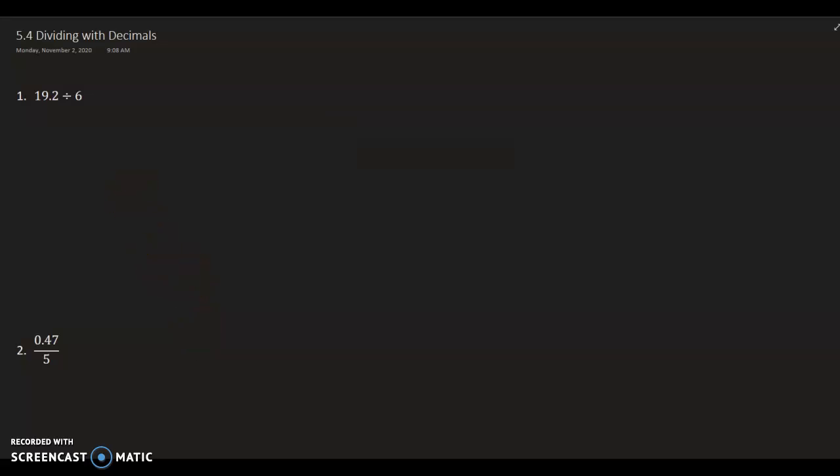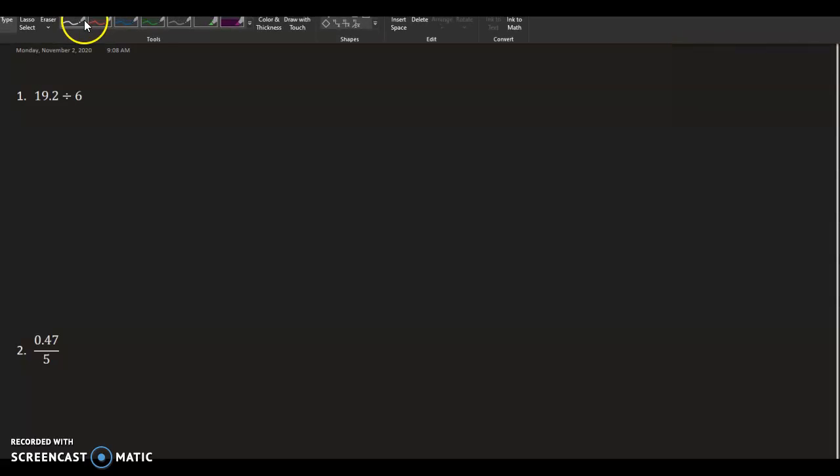All right, so we are going to be talking about dividing decimals today. And you're going to have some where the decimal is the dividend, and you're going to have some where it is the divisor. So we'll cover both of those. Let's first look at this one.